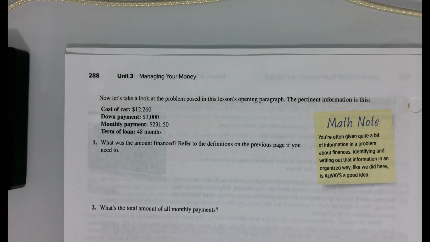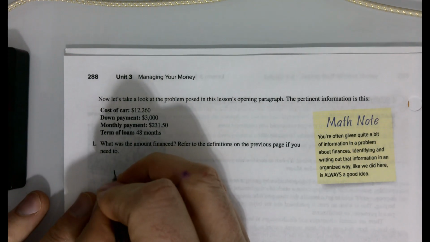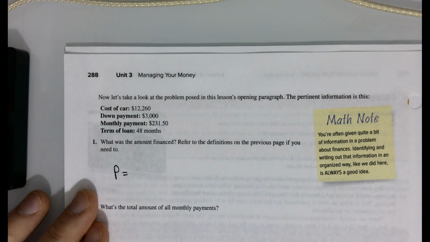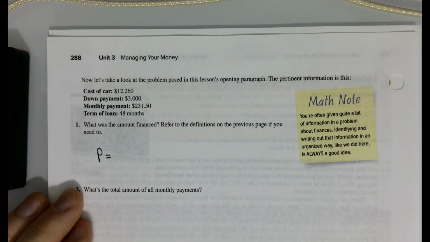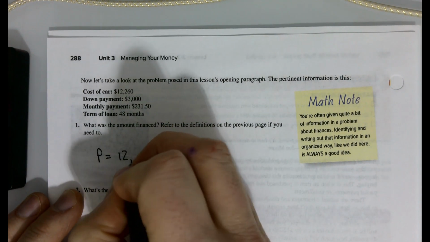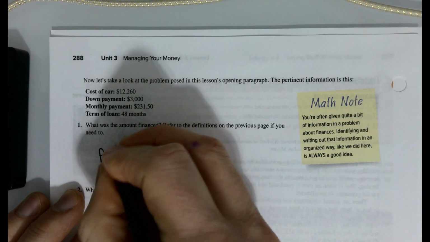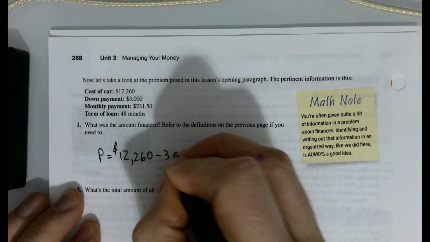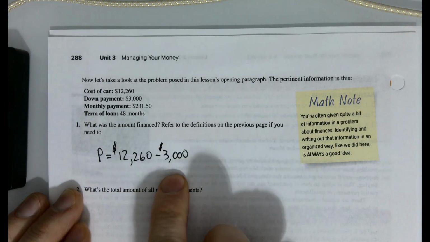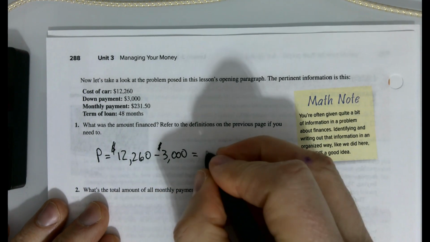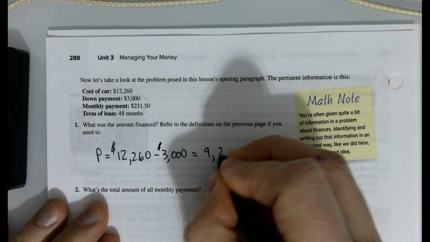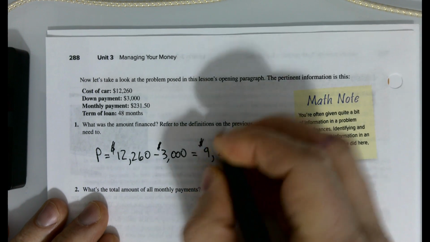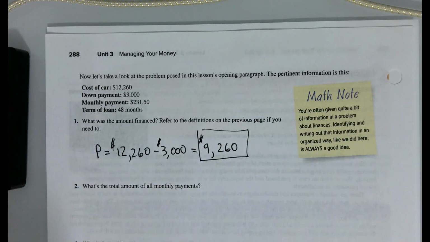So how much is going to be financed? I'm going to call this P as in principal, meaning the amount we're going to borrow. And that's going to be the $12,260, the price of the car, minus the amount of money we have to pay as the down payment. And this ends up being $9,260. This is the amount of cash we don't have, and it's what we have to borrow from the bank in order for the dealership to give us the car.